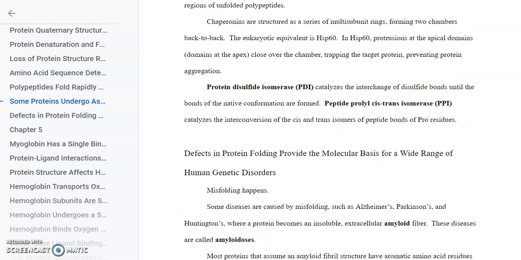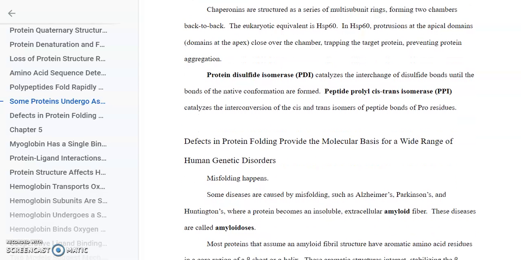Protein disulfide isomerase, PDI, catalyzes the interchange of disulfide bonds until the bonds of the native conformation are formed. Peptide prolyl cis-trans isomerase, PPI, catalyzes the interconversion of the cis and trans isomers of peptide bonds of proline residues.